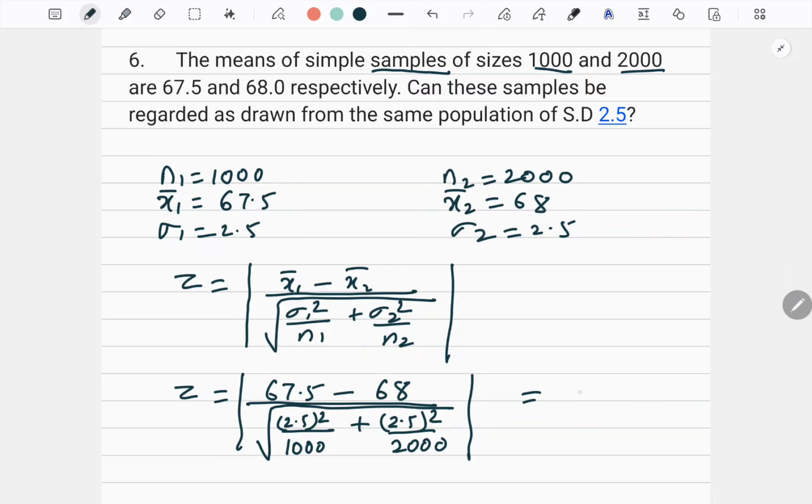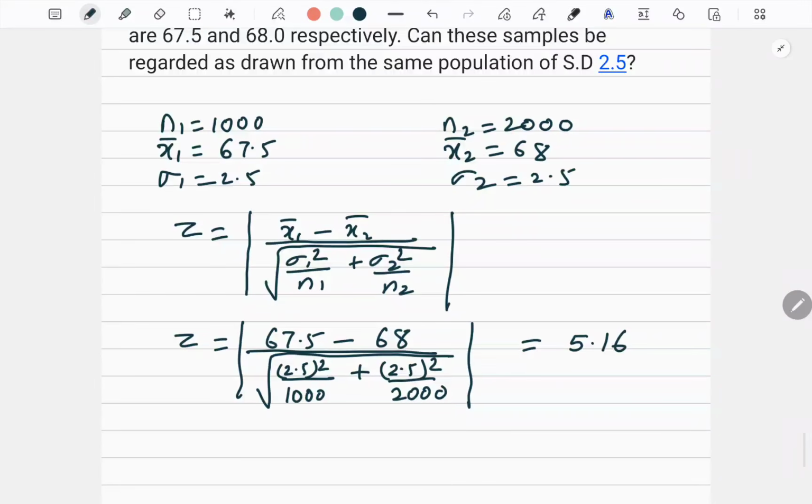So this will be equal to 5.16. Now under both the levels of significance, the hypothesis is rejected. So you have to write z is equal to 5.16, which is greater than 1.96, so rejected under 5%, and it is greater than 2.58, so it is rejected under 1% level of significance. Okay. So this is how you have to do the question. Let's move to the next question.